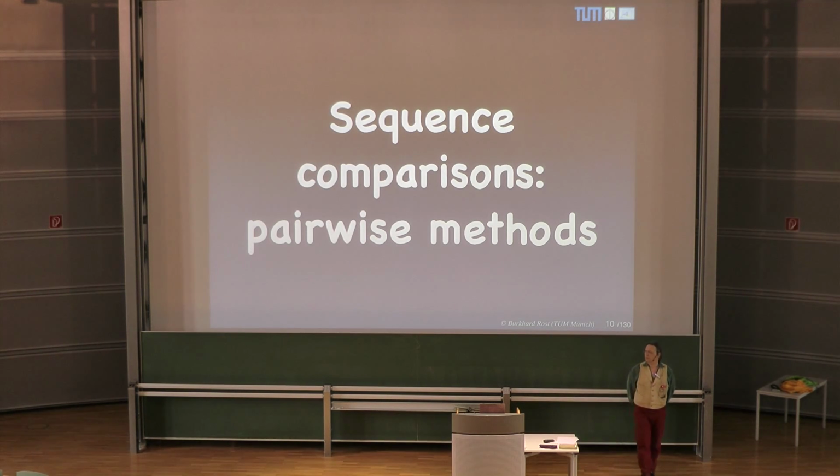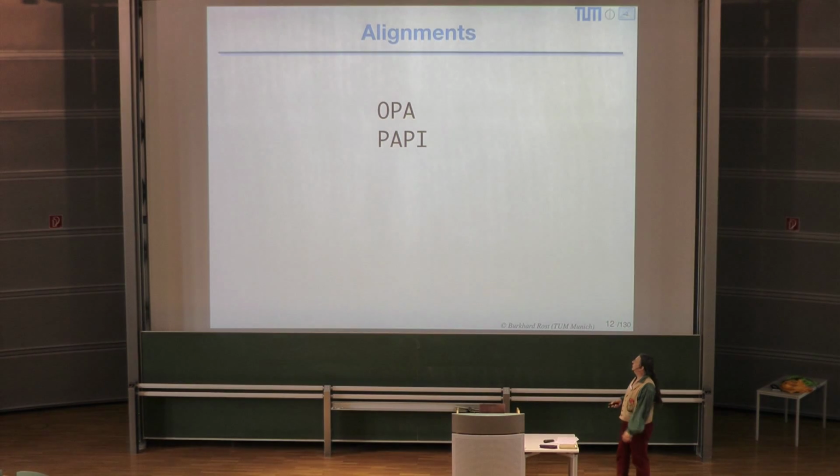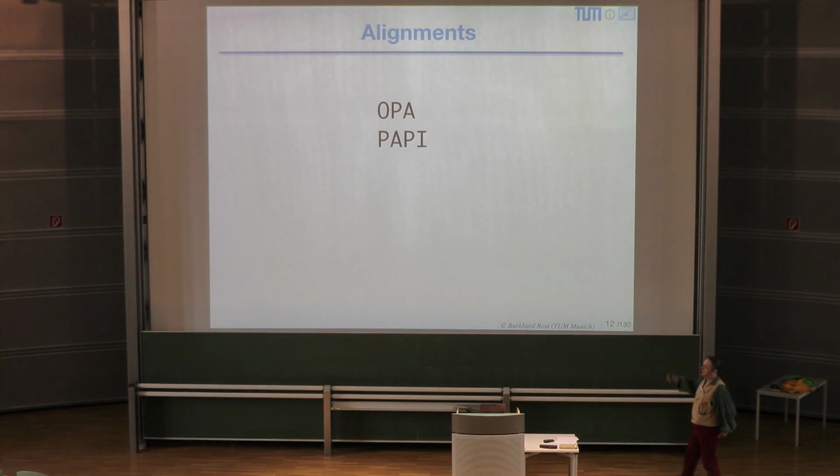And let's first talk about the alignment, the pairwise alignment of protein sequences, and how that is done. The typical answer of sequence alignment is how similar are proteins. Why do I want to know? Well, let's begin with the technical examples of how to do it.